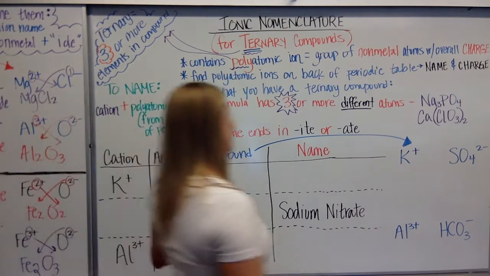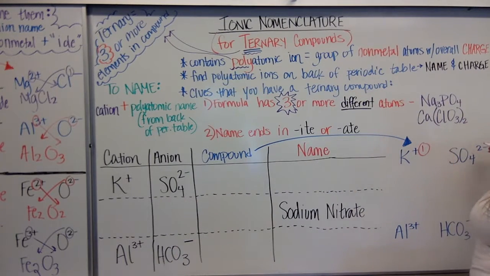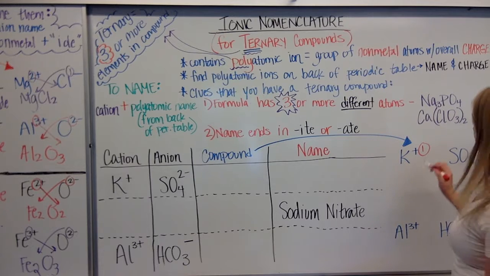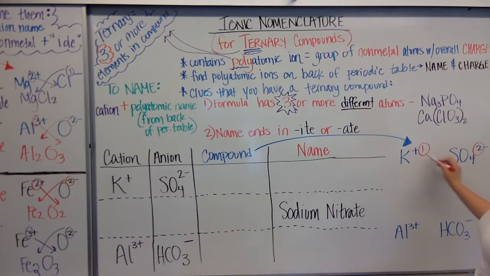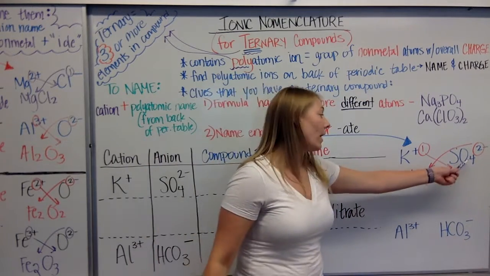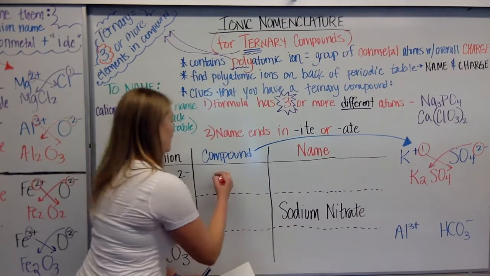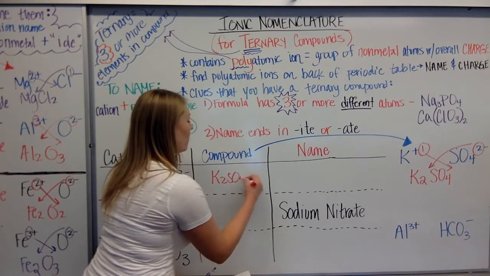K+ and SO4 2-. I'm going to circle the charges, 1 and 2. I'm going to crisscross, and I get K2, right? Bring that 2 down. SO4, 1, okay? Now, again, I'm not writing the 1. I do keep that whole SO4 together. You don't move it. So my formula here is K2SO4.